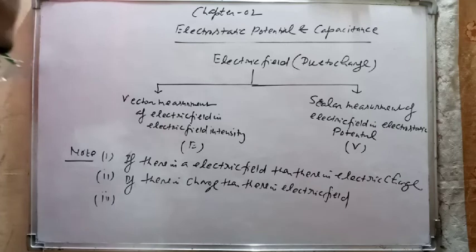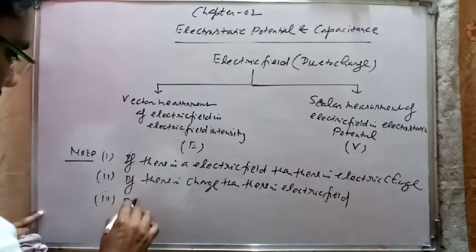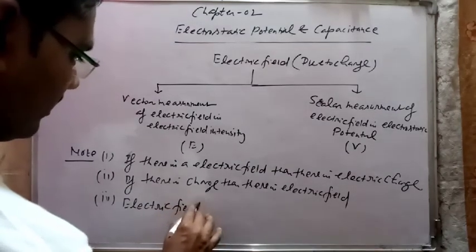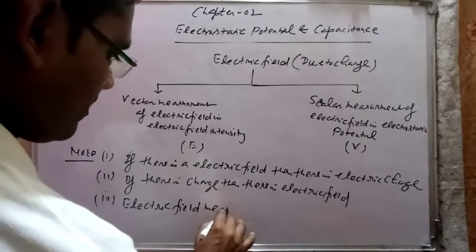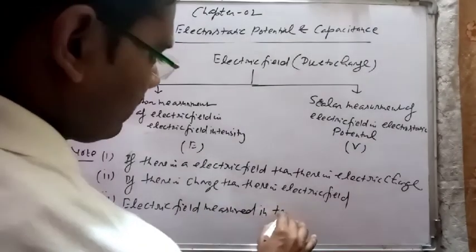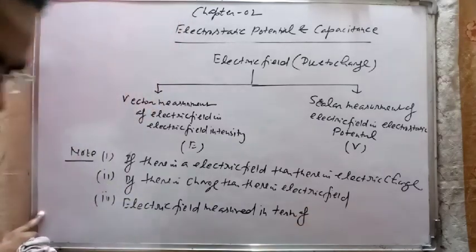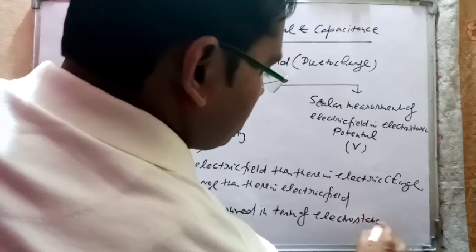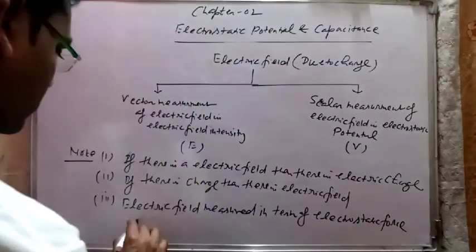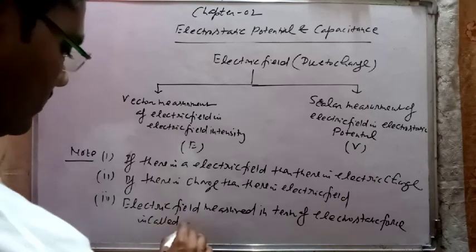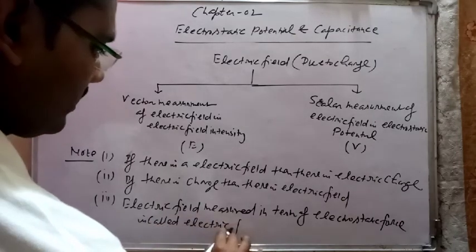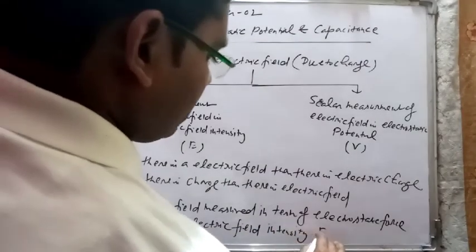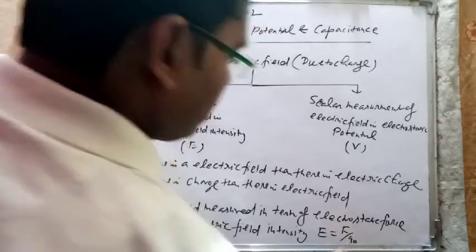Third one is the electric field measured in terms of electrostatic force, which is called electric field intensity. Electric field intensity E is equal to F by Q naught.